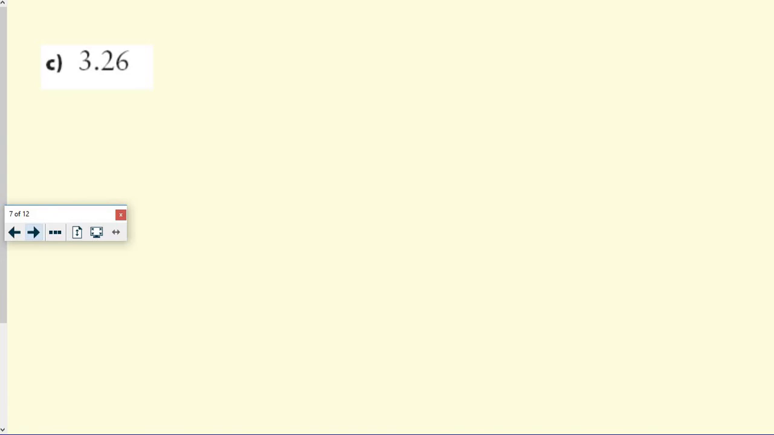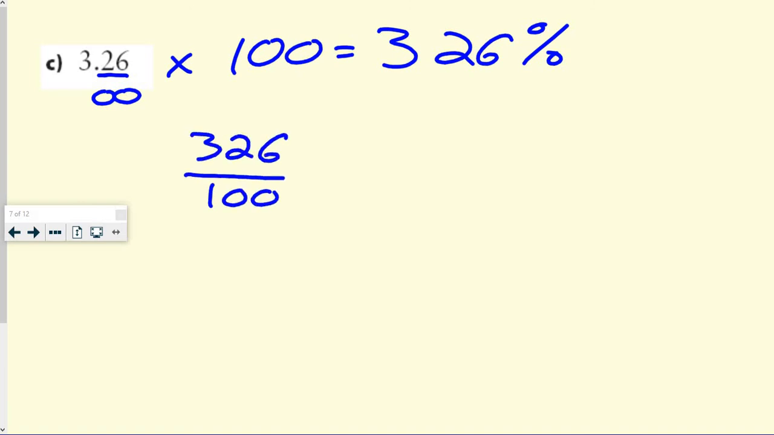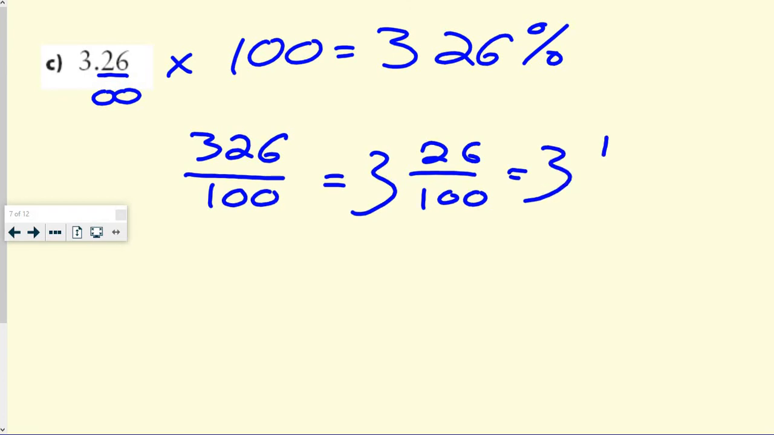As we do 3.26, again, to multiply by 100 equals 326%. So when we do this, this is a little bit trickier. We have tens, hundreds. There's 2 spots, which equals 2 zeros. So we put this over 100, which means 326 over 100. Which equals 3 and 26 over 100, which equals 3 and 13 over 50. And we know that 13 is prime, so it's 3 and 13/50ths.